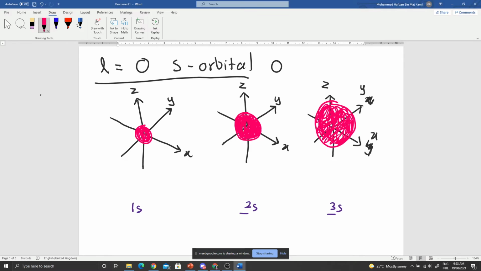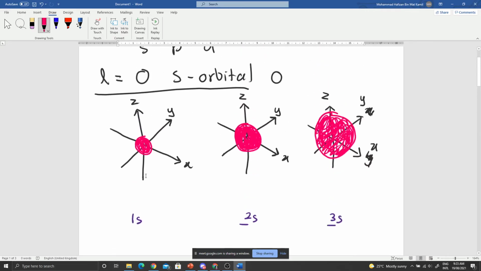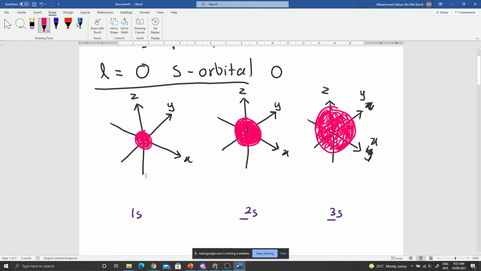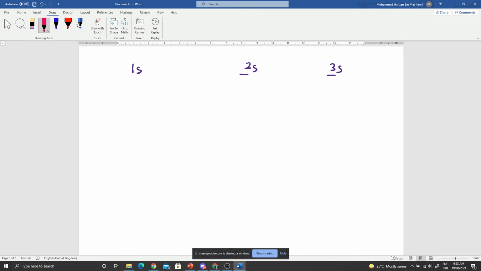Okay, color lah. 1s untuk s orbital, it is easy. It is very simple lah sebab dia bulat saja. So you guys perlu just make sure you guys draw the correct size lah. Okay, let's go on. Lepas L equal to 0, we have L equal to 1. So L equal to 1, which is p orbital. So we have p orbital. P orbital dia bentuk dumbbell.